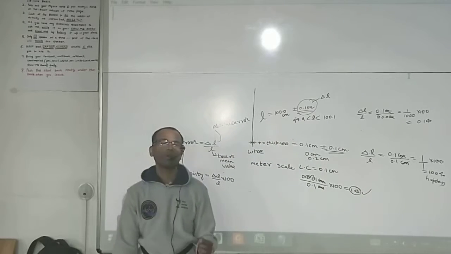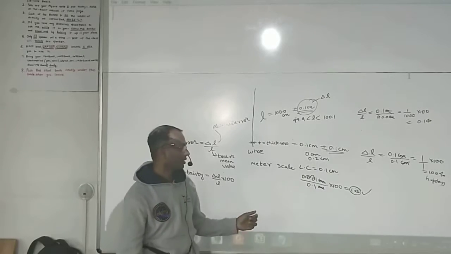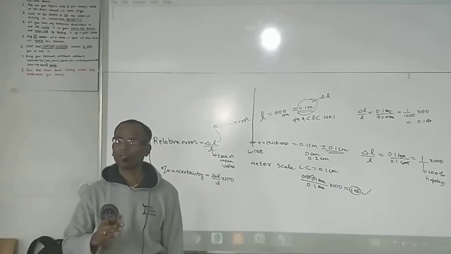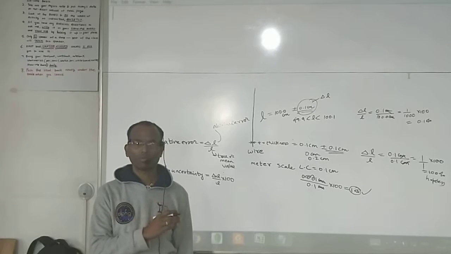So if a wire is only 0.1 centimeter thick, you should use a screw gauge. Then the percentage uncertainty will become 1%, which is acceptable. So in a typical experiment, anything less than 5% is acceptable. So always choose your instrument appropriately.